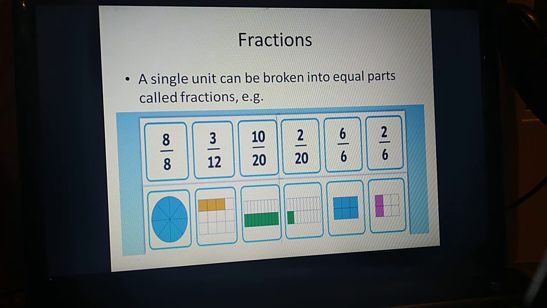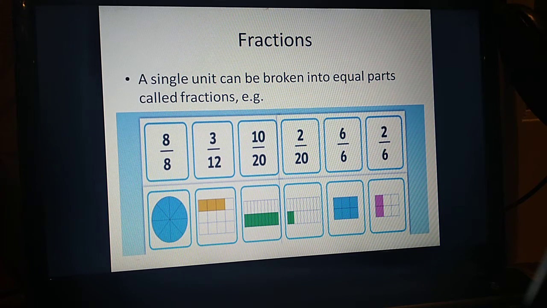If we color only 2 parts of the 20 parts, the fraction will become 2 out of 20. Good job. Now the fifth fraction, 6 out of 6, is what we get when we color the 6 parts of the 6 parts of the rectangle. 6 out of 6 is 1. Now the last fraction, we have a rectangle which has 6 parts. We colored only 2, so the fraction is 2 out of 6.